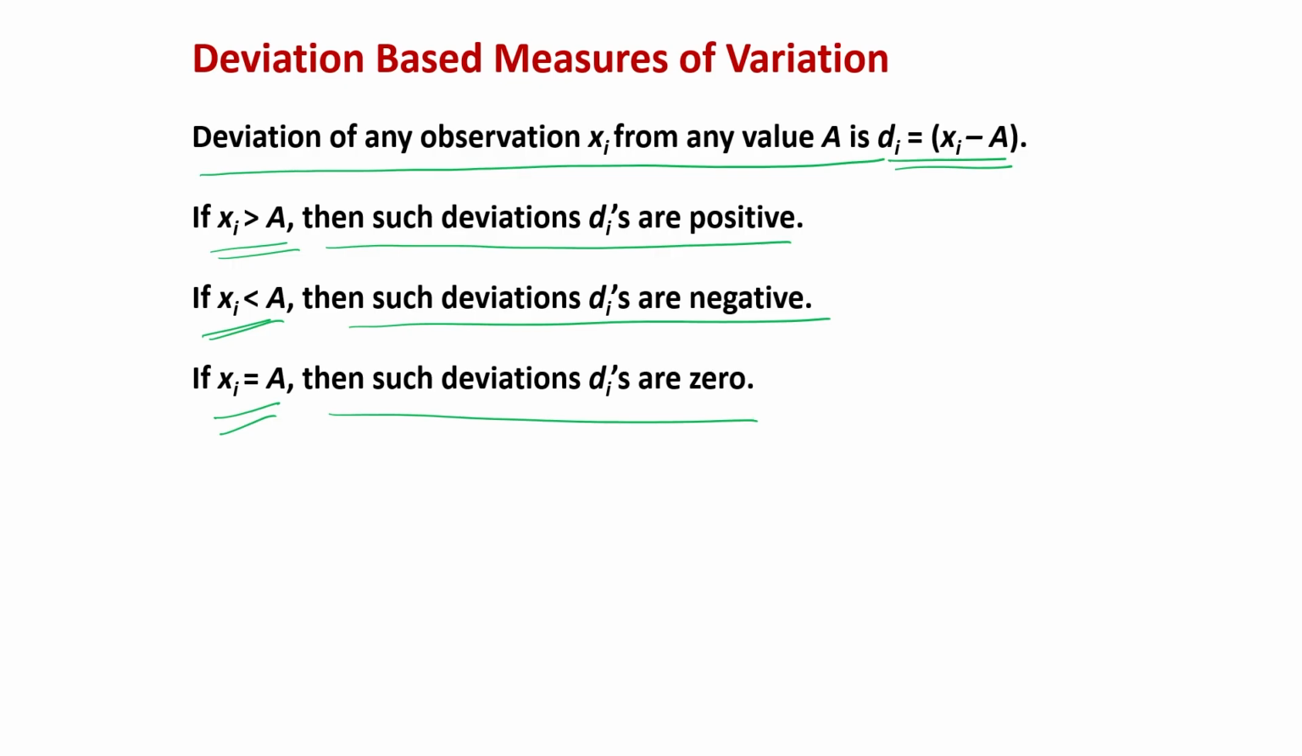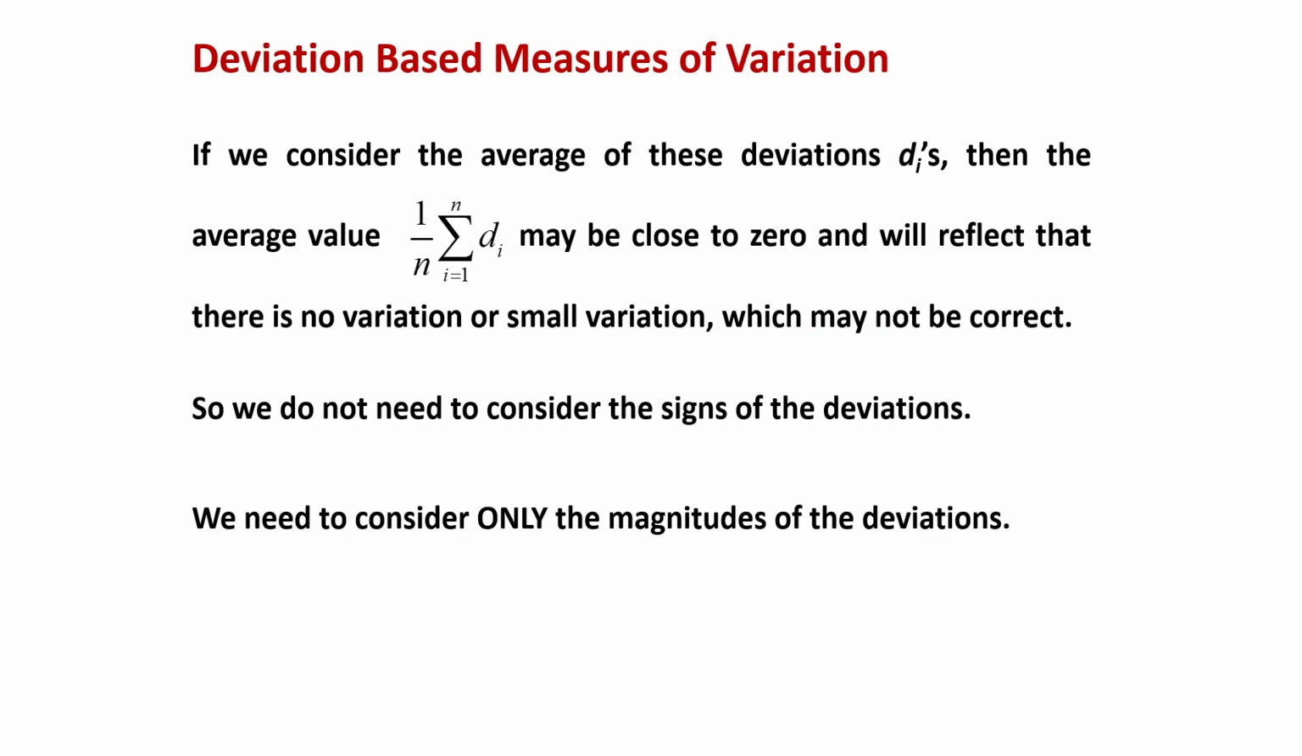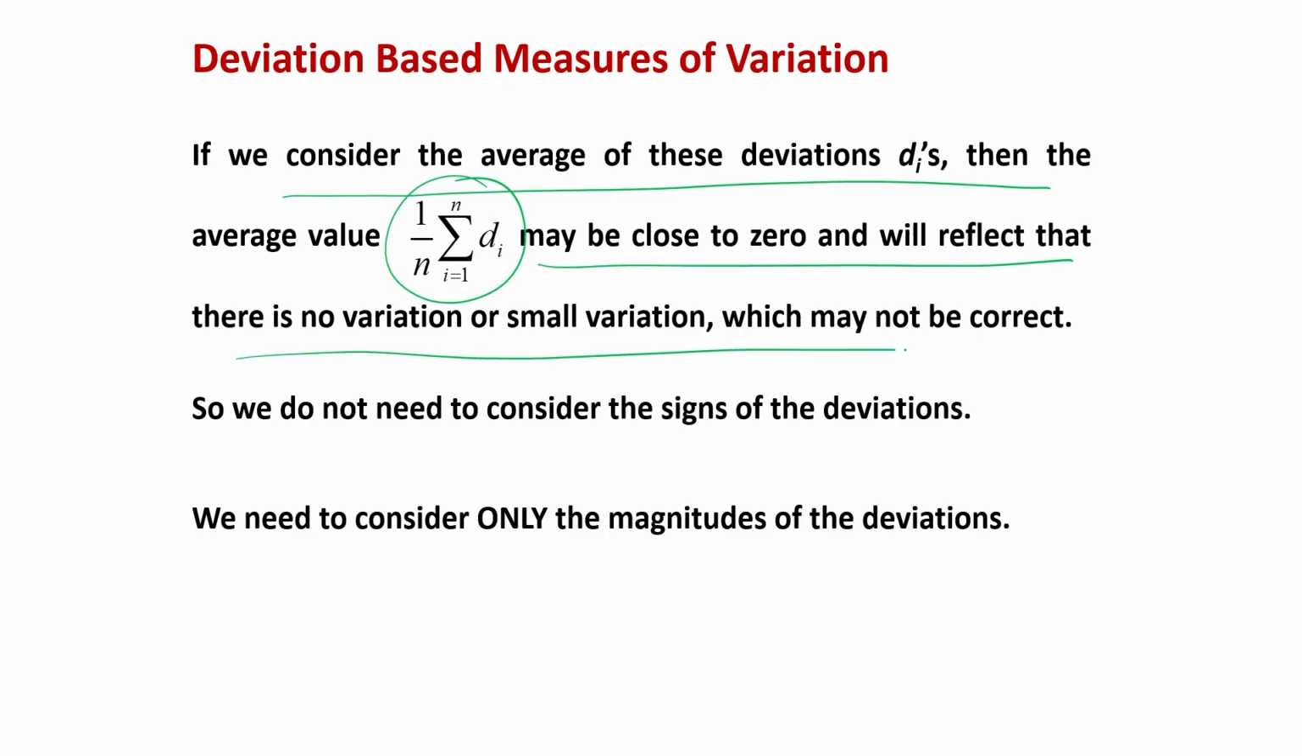So in case you try to find the sum, 1 upon n, i going from 1 to n, of di, then there is a possibility that this average value may come out to be very close to 0, indicating that the data has very little variability, which may not be true, right? So that's what I'm trying to say here, that if we consider the average of such deviations, 1 upon n summation di, this value may be close to 0, and it will reflect that there is no variation or very small variation in the data, which may not be correct.